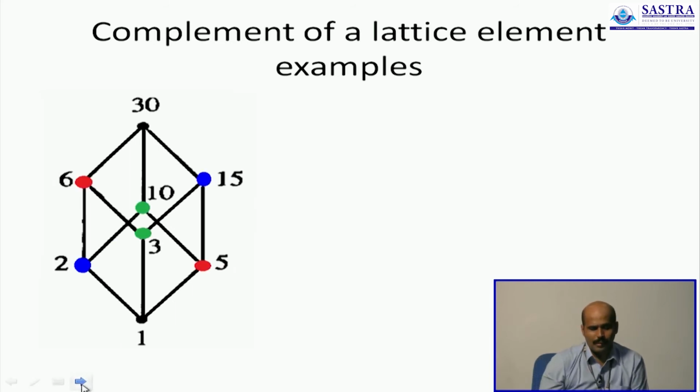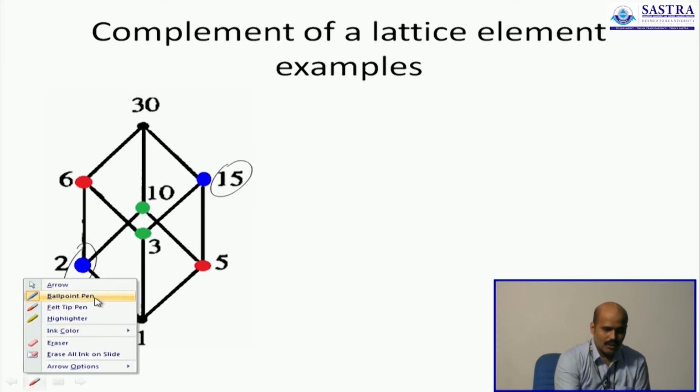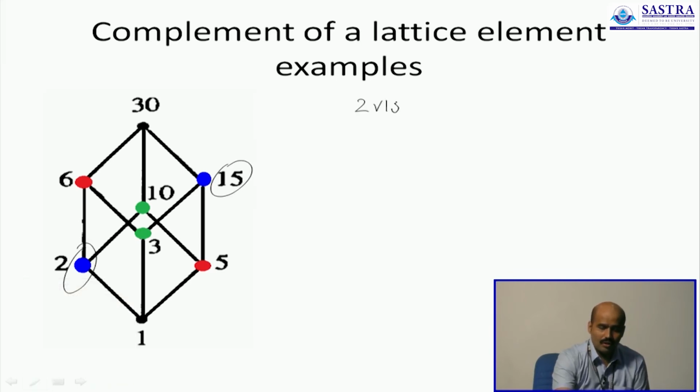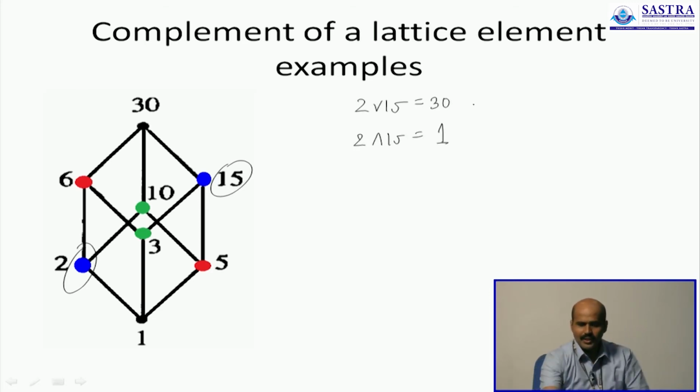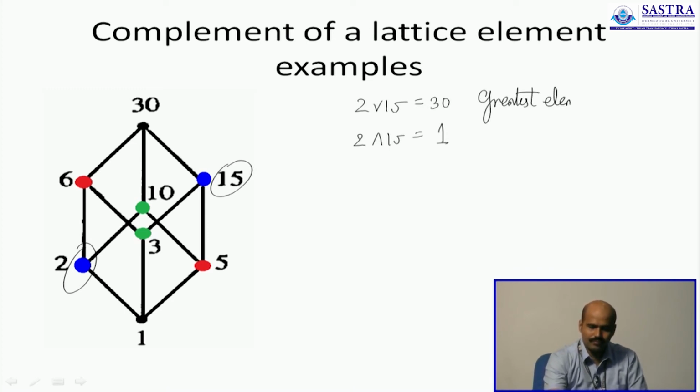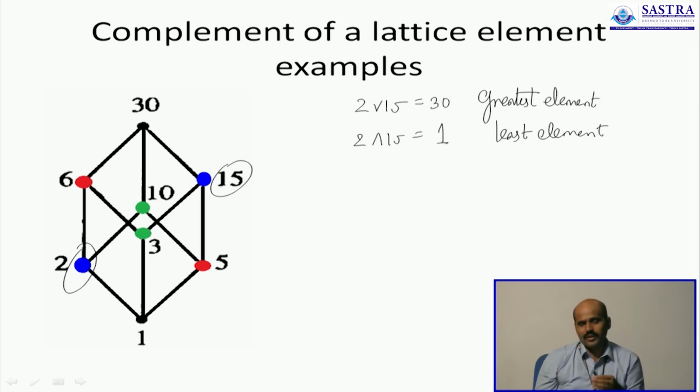Likewise, you will also be able to see that 2 and 15 are complements of each other because the LUB of 2 and 15, the only number both 2 and 15 divide together, is 30. And the only number that divides both 2 and 15 is 1. So the LUB is the greatest element and the GLB is the least element. So once again you will find a complement of 2 in 15 and a complement of 15 in 2.